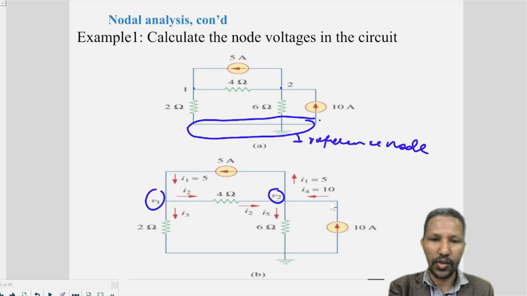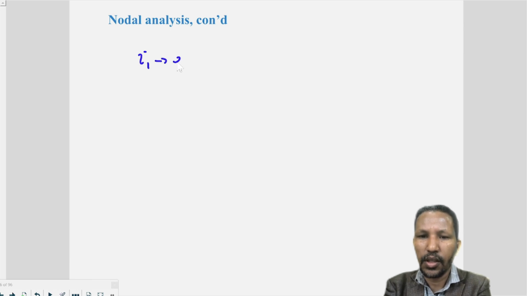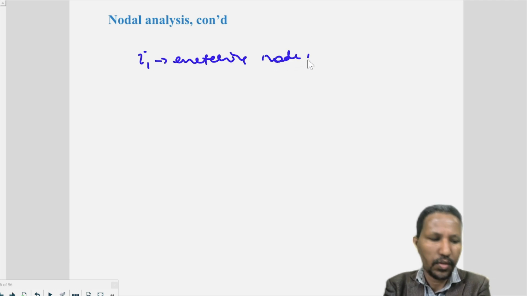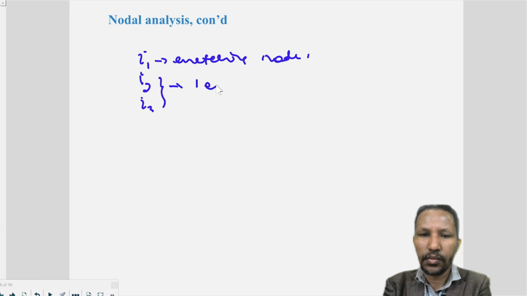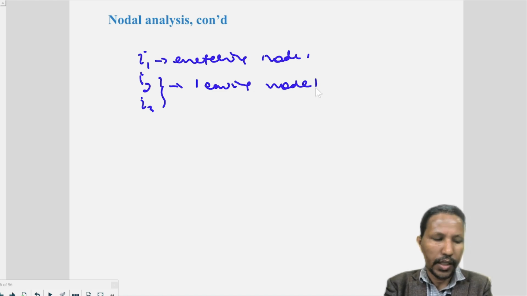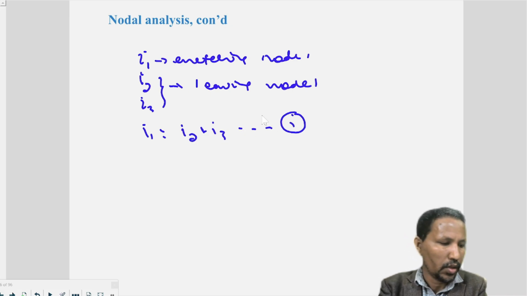Using this expression, we can write: I1 is entering node 1, and I2 and I3 are leaving node 1. So I can write I1 equals I2 plus I3. So this is equation 1.